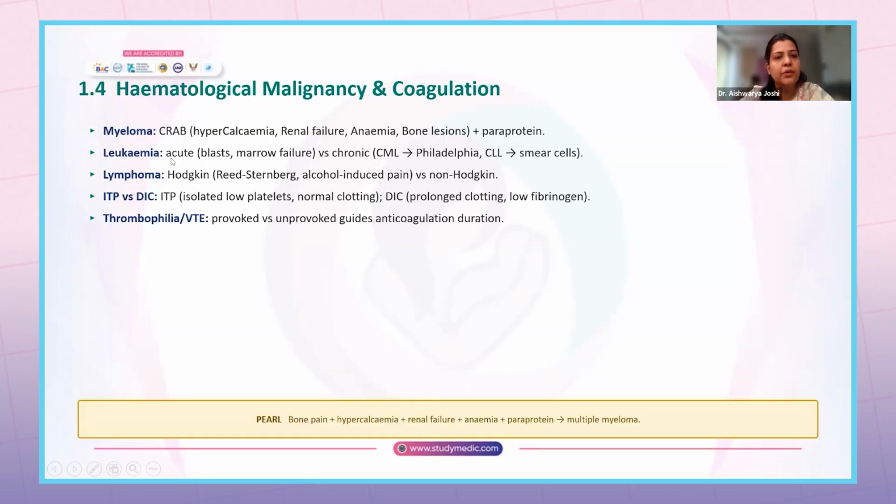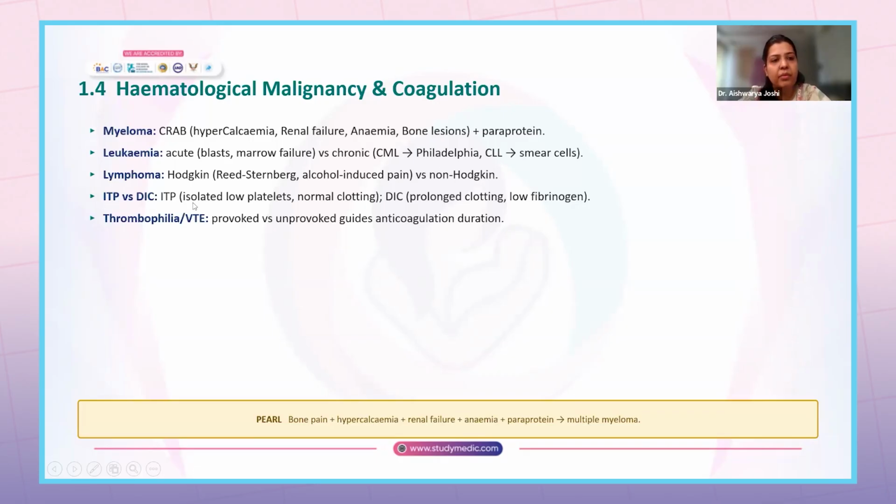Next is leukemia. It could be acute, it could be chronic. If it is acute, in the peripheral smear, blasts may be seen. Marrow failure can happen. In chronic, CML is commonly asked where there is Philadelphia chromosome positive, and CLL where smear cells are there. Smear cells have to be seen in a picture because it commonly comes in the exam. Lymphoma, Hodgkin's disease, where the Reed-Sternberg cells are the ideal cell types. Alcohol-induced pain is a feature of Hodgkin's lymphoma. And we have to differentiate it from non-Hodgkin's lymphoma.